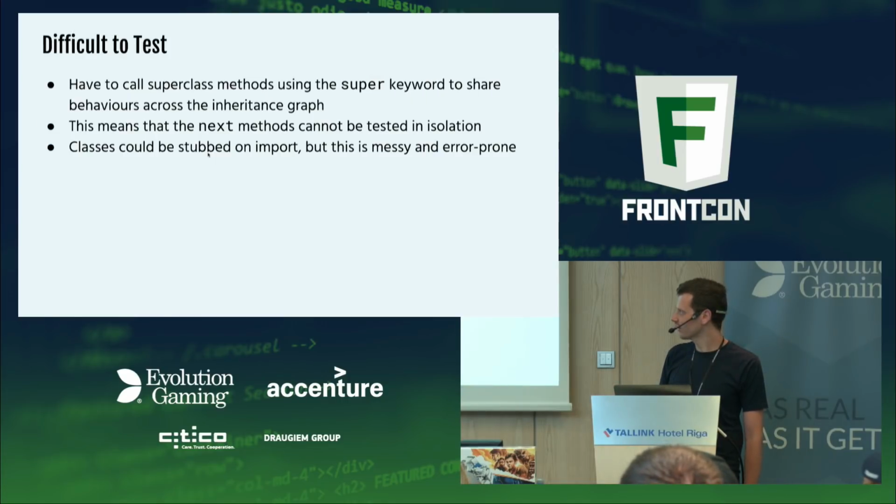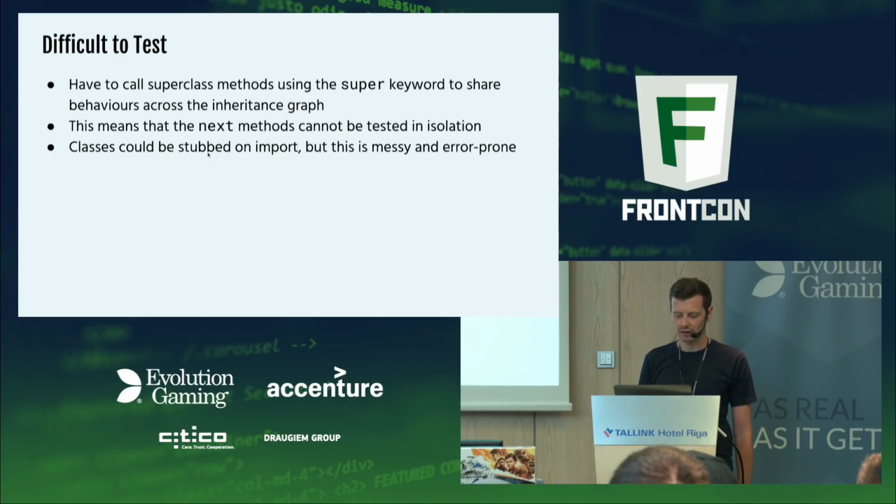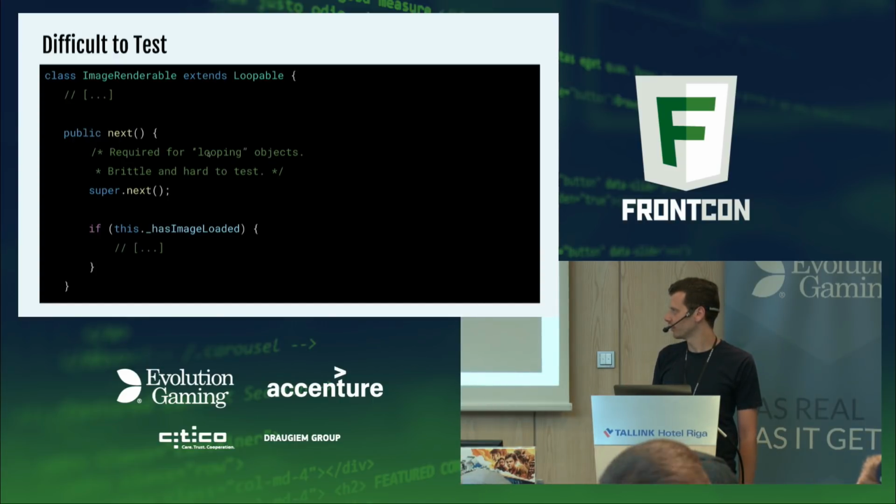So, the second downside of this type of coupling is that it's incredibly difficult to test. We have to call superclass methods using the super keyword to preserve any inherited behavior, as well as implementing our own. And this means that the next methods cannot be tested in isolation. Classes could be stubbed on input, but this is messy and error prone. So let's see an example of this.